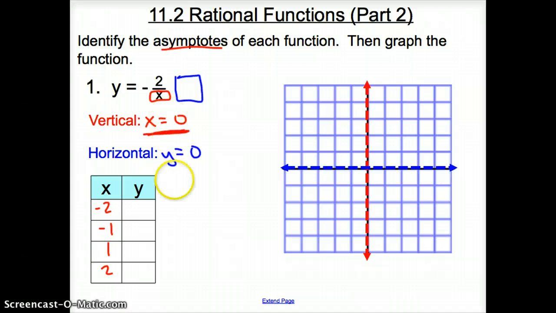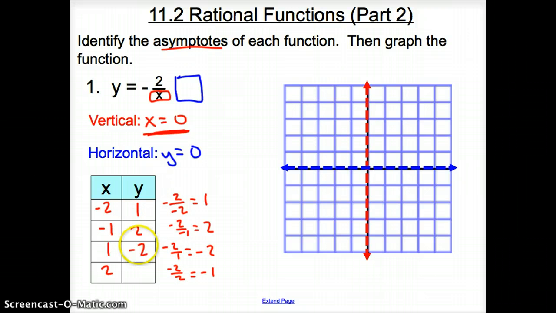So now if I plug in -2, that's going to give me -2 divided by -2, which is 1. And then if I go -2 divided by -1, that's going to give me a +2. If I go -2 divided by 1, that's going to give me -2. And then -2 divided by 2, that's going to give me a -1. So we put these in our table.